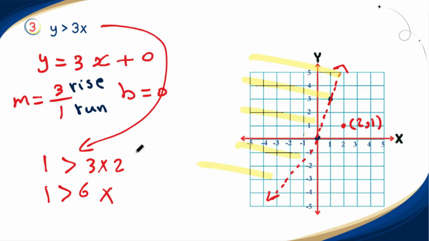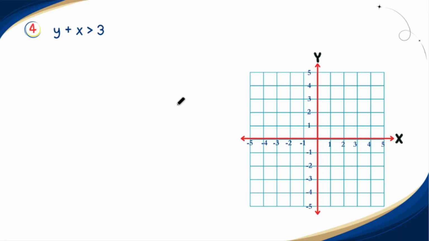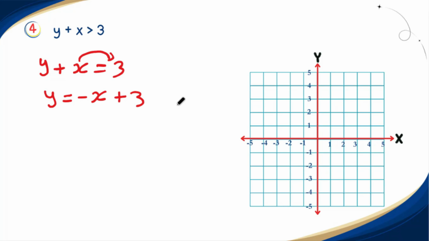Okay, next question. y plus x more than 3. We can write this inequality as the equation y plus x equals 3. Now we also move this x to the other side to be in slope intercept form. Now y equals negative x plus 3. Where is the slope here? The slope here will be negative 1 over 1. The y-intercept will be 3.